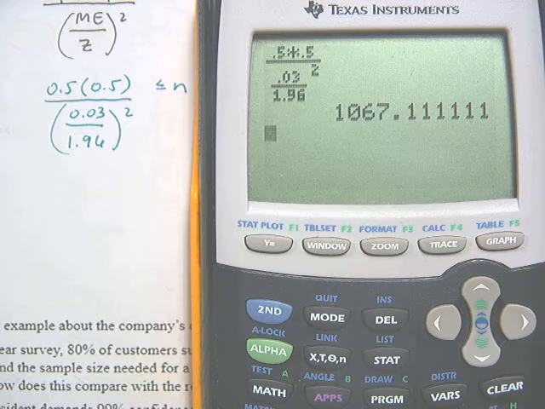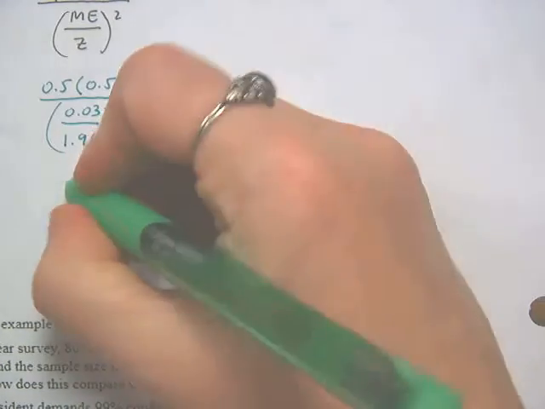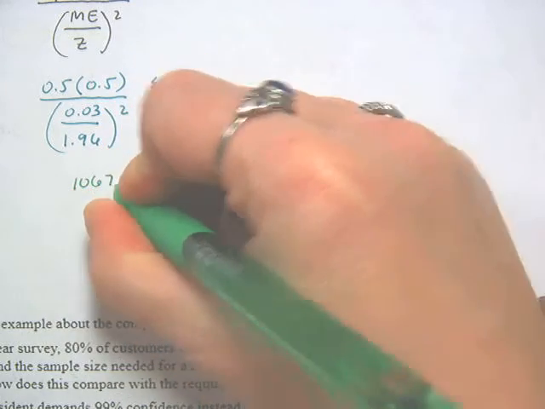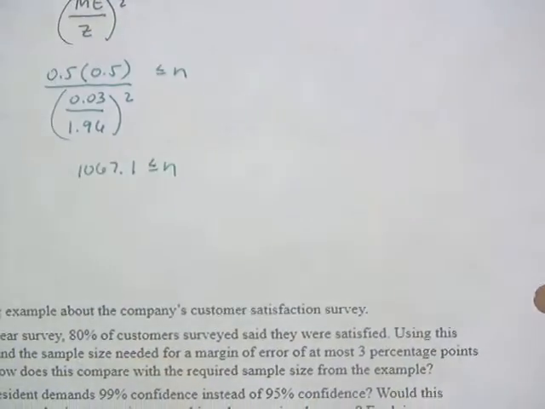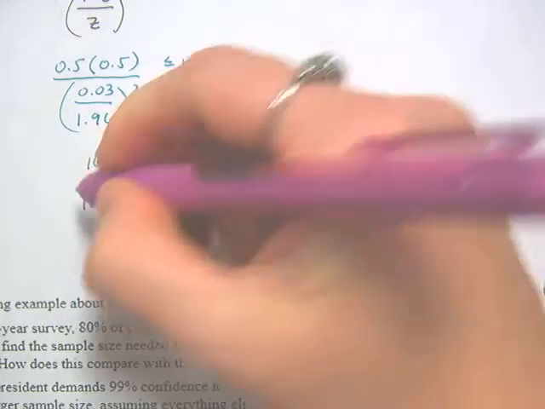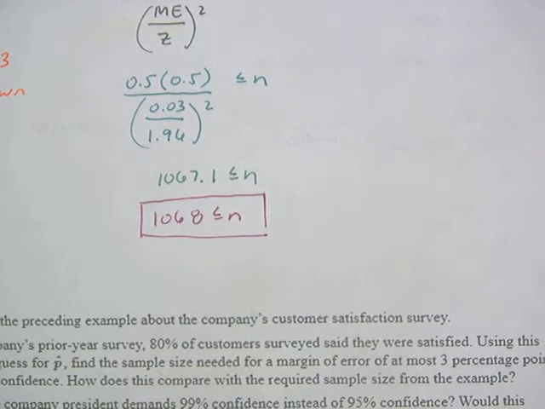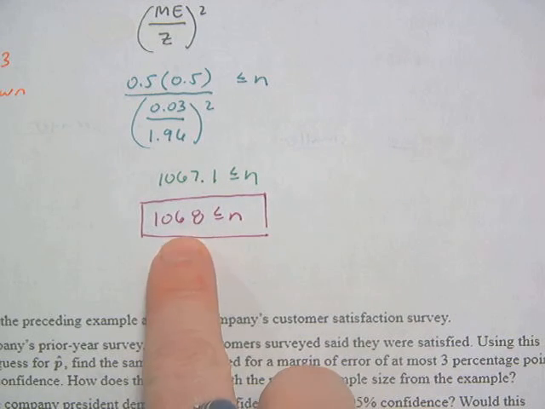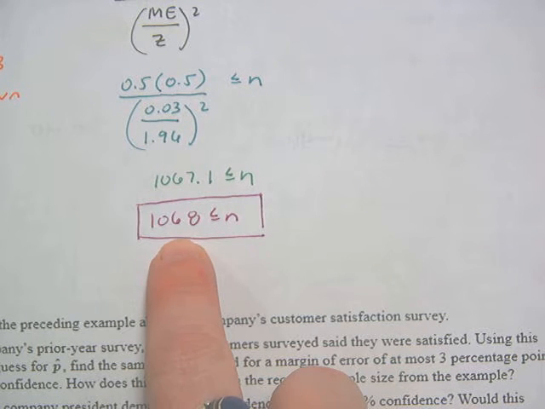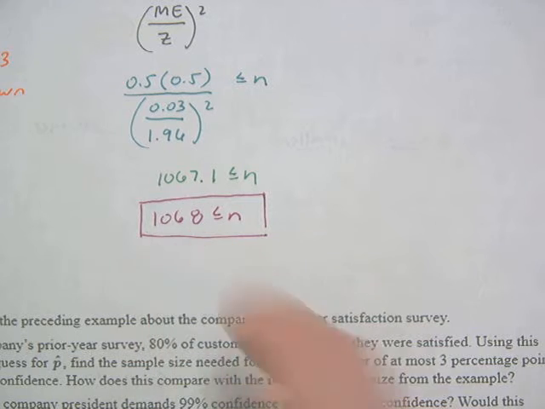Don't do like I did last time and accidentally round down. If you only survey 1,067 customers, you won't quite have met the requirements. So I'm going to write this, and remind myself to round up. I need at least 1,068 customers in my survey. So maybe now as the company president, I can say, well, that's really not that many. This consultant doesn't have to do a ton of work, so maybe I can afford this.